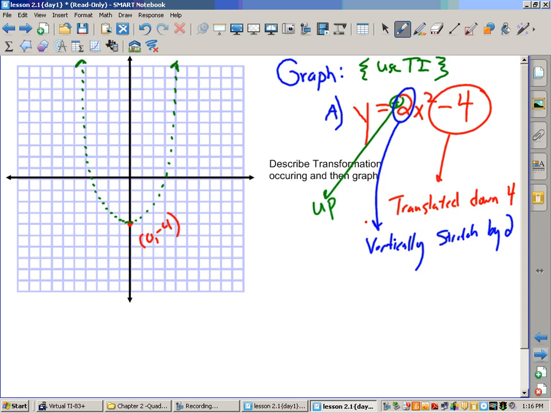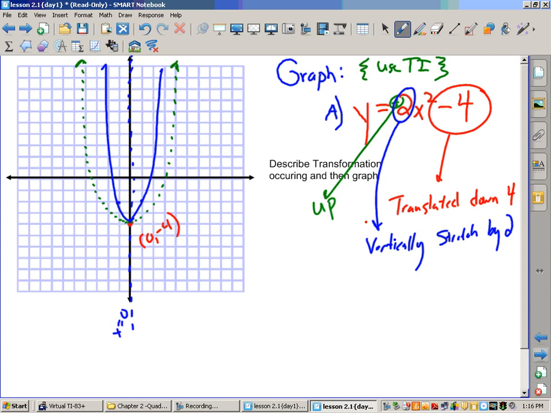Stretch by 2. Does that make it skinny or is that going to make it wide? Well, if I can't physically, in my mind, wrap myself around seeing it stretch, then I'll go up 2 over 1, up 2 over 1, and I can kind of see that graph along this beautiful line of symmetry.